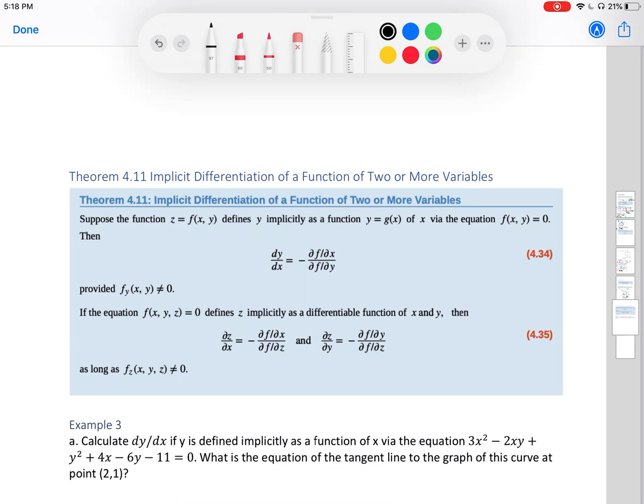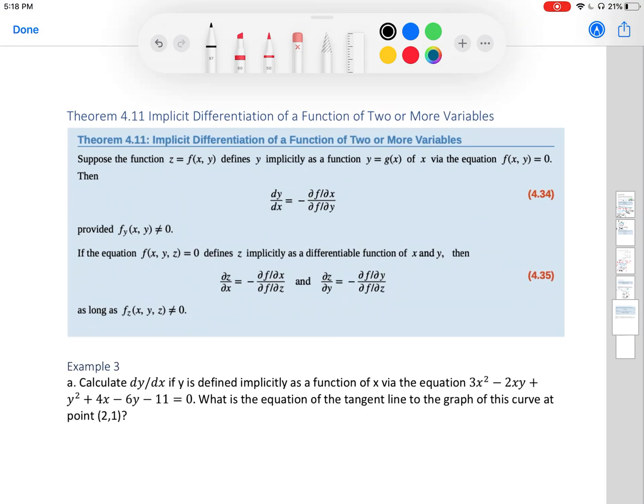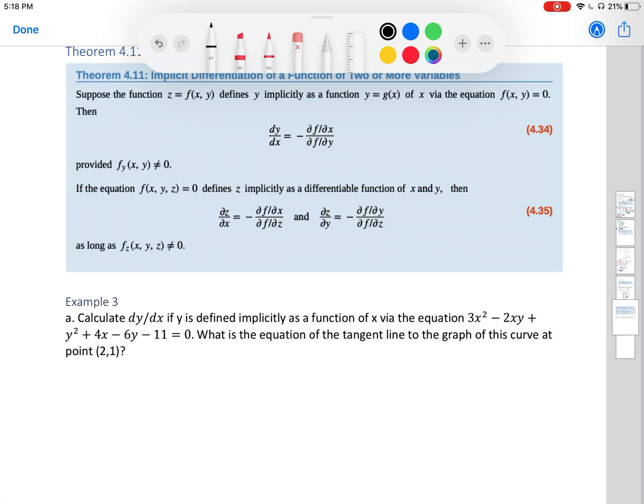Theorem 4.11 says implicit differentiation of a function of two or more variables. Suppose the function z equals f of x, y defines y implicitly as a function y equals g of x via the equation f of x, y equals 0. Then dy/dx is equal to negative df/dx over df/dy. If the equation f of x, y, z equals 0 defines z implicitly as a differentiable function of x and y, then dz/dx is equal to negative df/dx divided by df/dz, and dz/dy equals negative df/dy divided by df/dz.